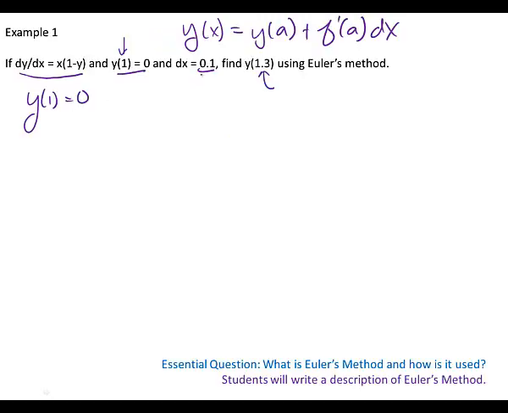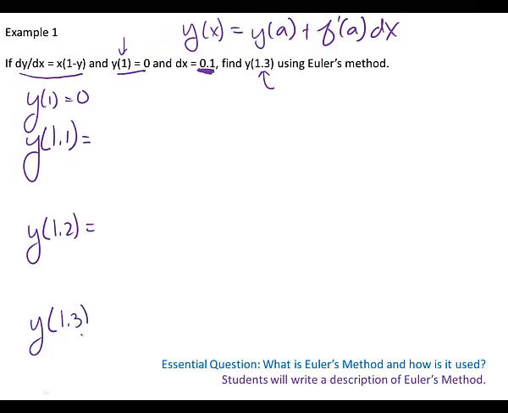What's the step size that I'm using? 0.1. So my next one that I would calculate would be 1.1, wouldn't it? What would come after 1.1? 1.2. Notice I'm leaving space in there. What would come after 1.2? So that would be where I'd stop. So I have 3 steps that I have to get through this time.